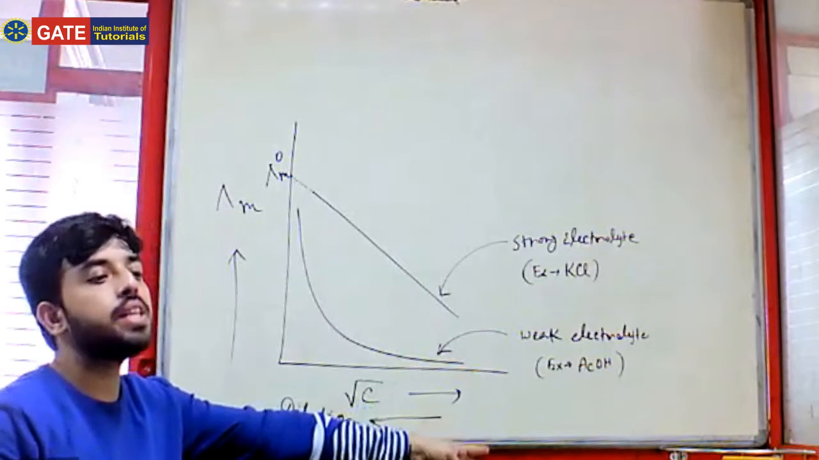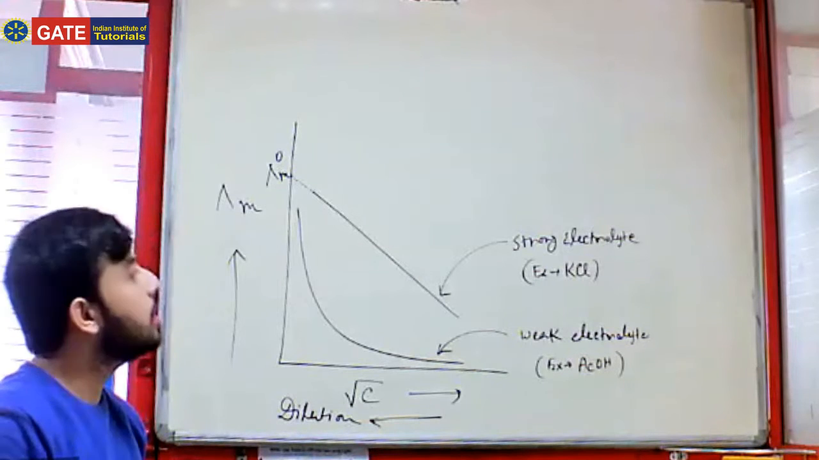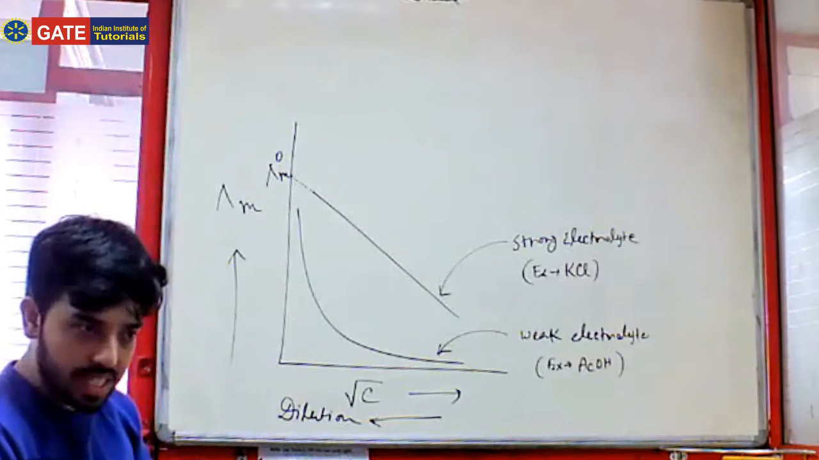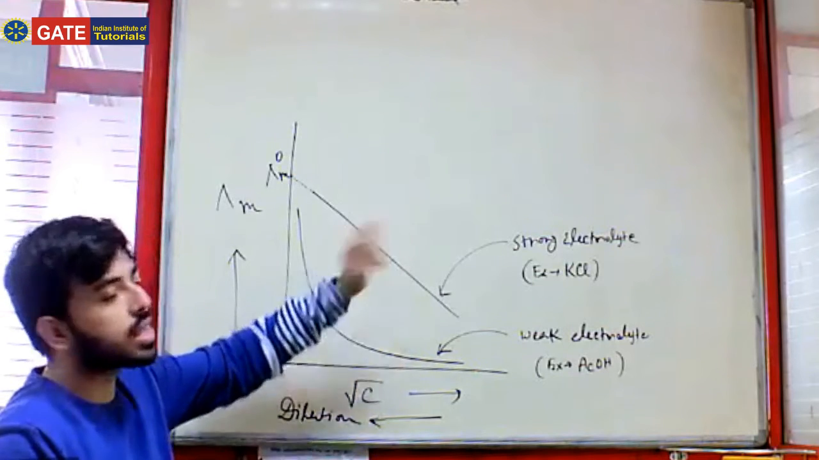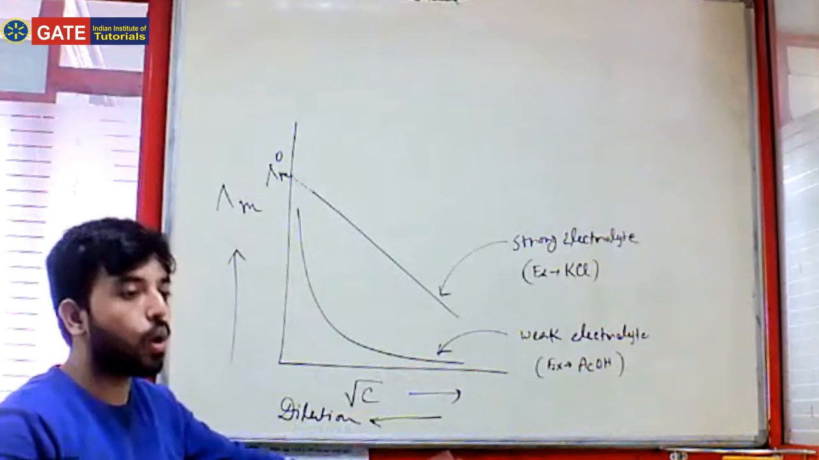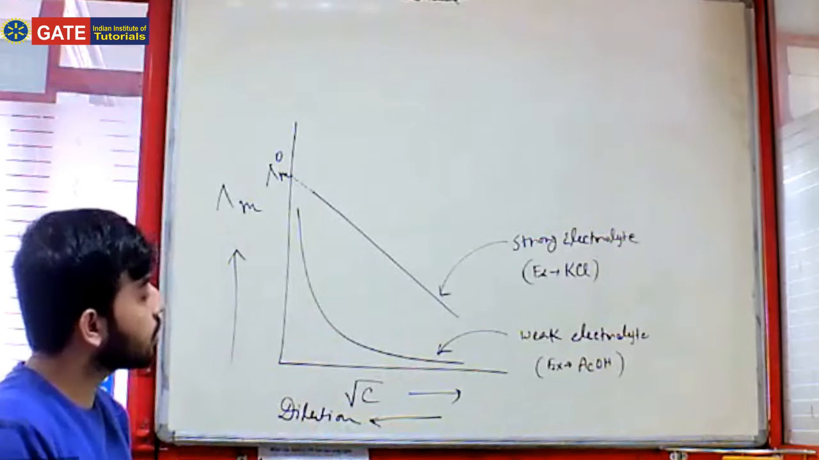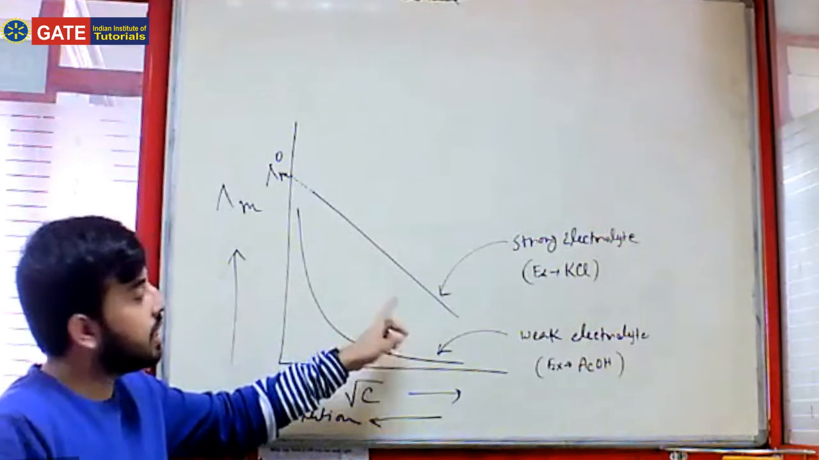Concentration is on the right side, which means dilution will obviously be on the opposite side. First I'll very easily explain the weak electrolyte, then I'll discuss the strong electrolyte. For a weak electrolyte like acetic acid, what is actually happening?